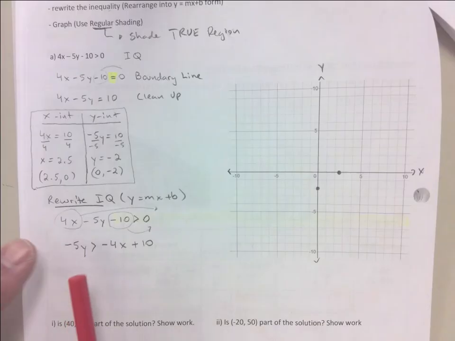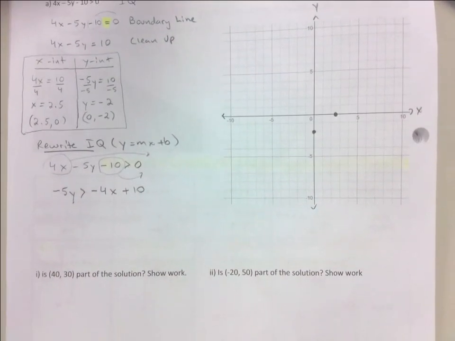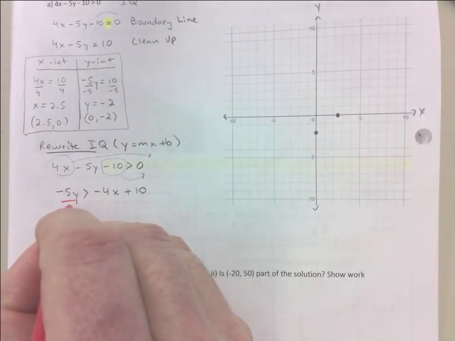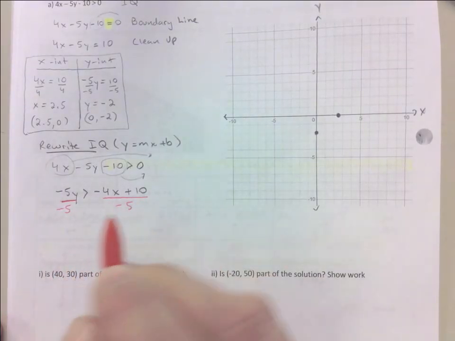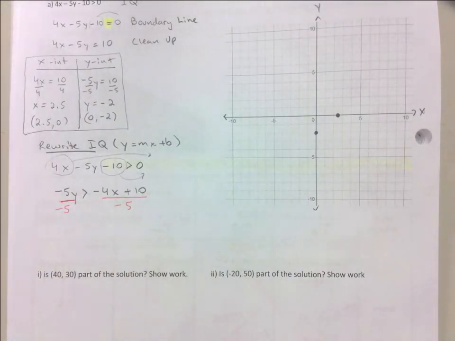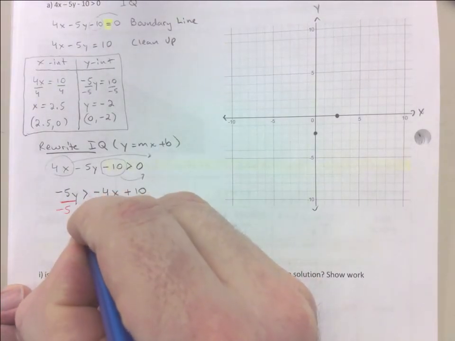And what do I need to do next? Divide by negative 5. And that should ring a bell. If I divide by negative, what needs to happen to the inequality? It needs to flip. Okay, so I'm going to use a different color and just say this one needs to flip.